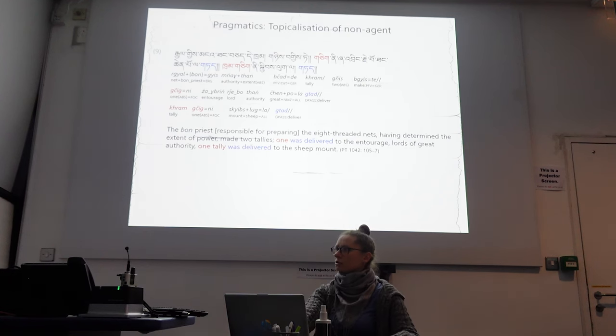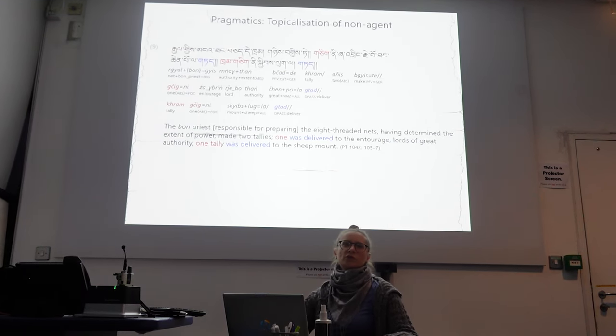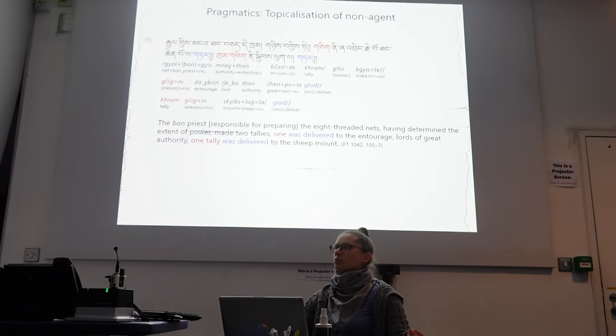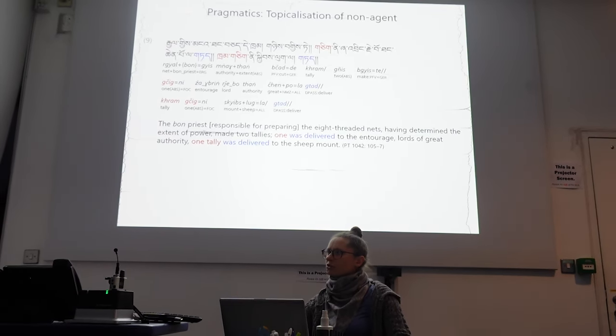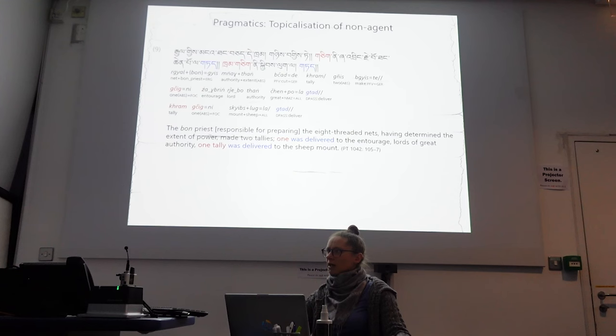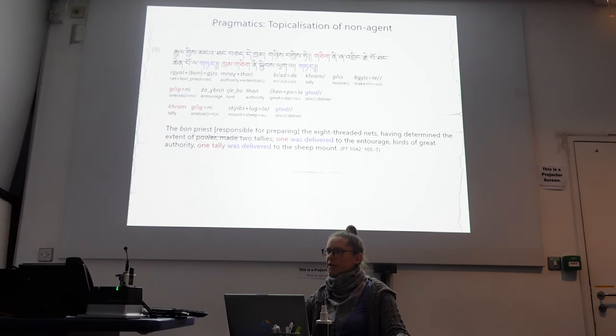Topicalization of a non-agent is the other side of the same phenomenon, I would say. This is a passage from a ritual text. The bone priest, a particular kind of ritual specialist, responsible for preparing the 8-threaded nets, having determined the extent of power, made 2 talis. One was delivered to the entourage, lords of great authority. One tali was delivered to the ship mound. What we have here are 2 V3 verbs, well, the same verb but repeated twice.